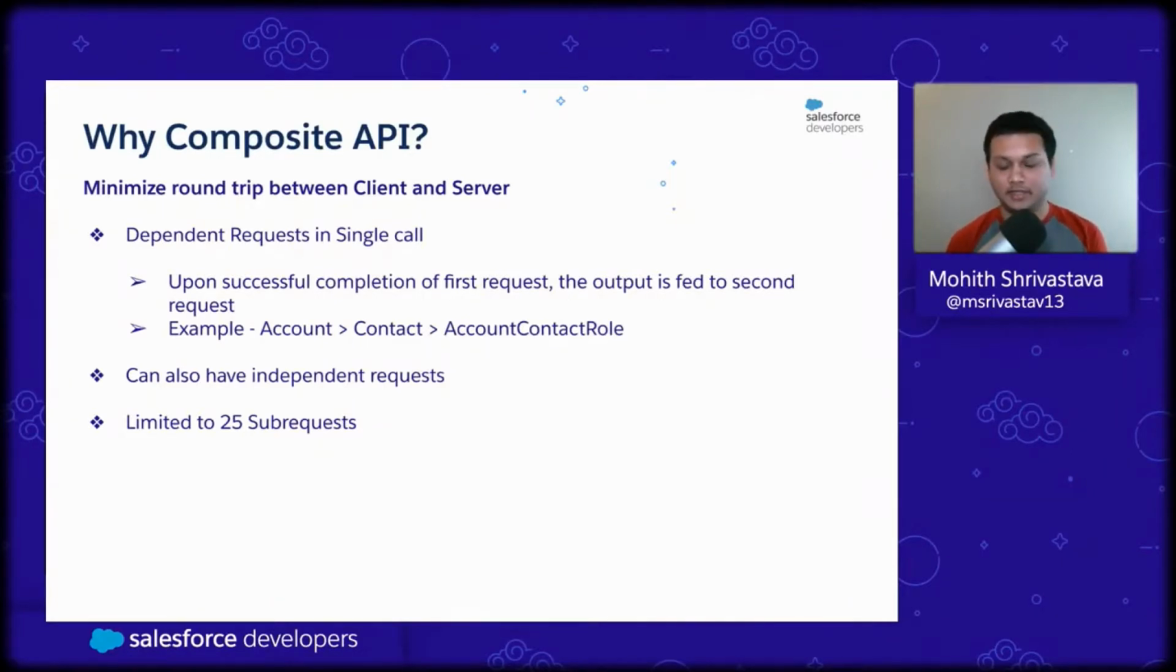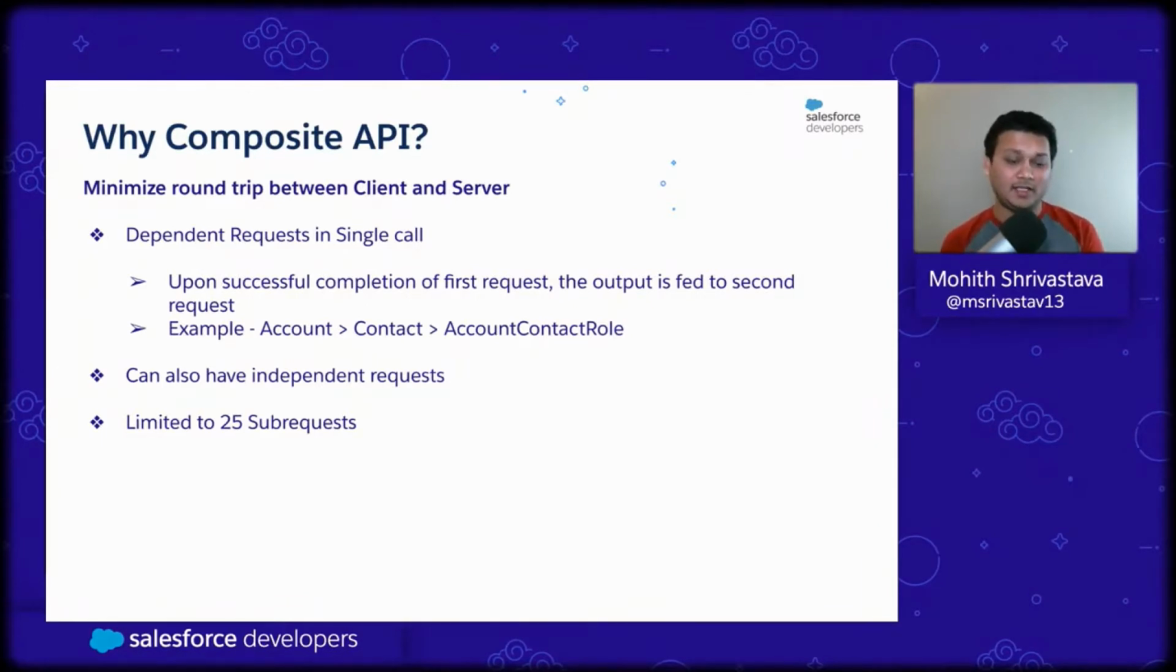And that's why the Composite API is designed, because it allows you to group all of these and send them as one request. With that, fewer API calls are consumed. Also, you don't have to do multiple calls, and your code is pretty much cleaner.